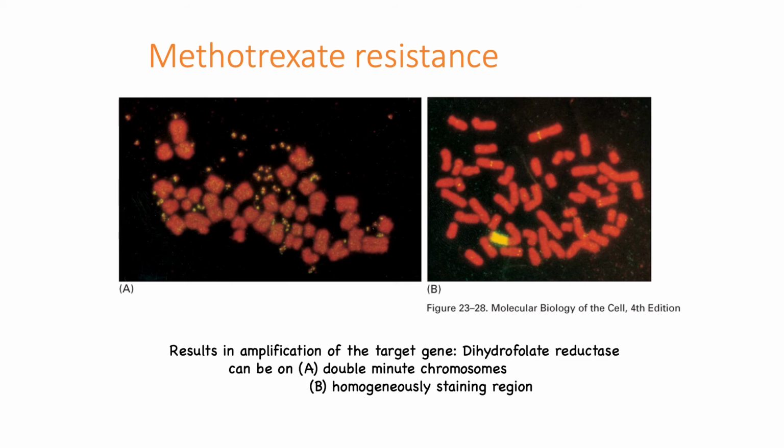Now, one difference in the property between these 2 types of cells is that cells with the homogeneously staining region, those that have incorporated the DNA into the chromosome, are stable. In other words, if you take the drug away, the extra DNA does not go away very rapidly. Unlike with the double minutes. If you take the drug away, you rapidly lose the extra copies of the DHFR gene.